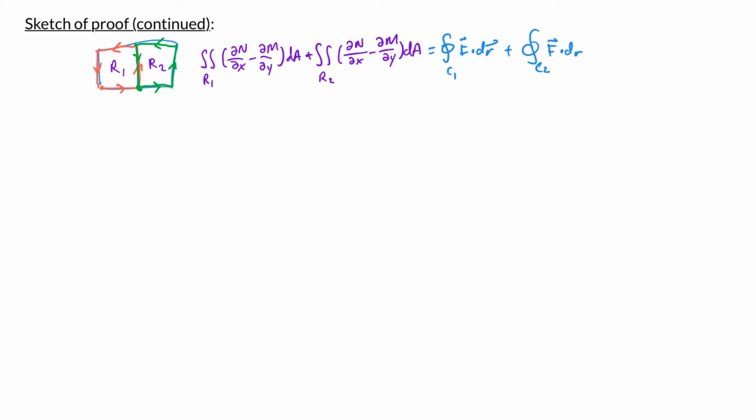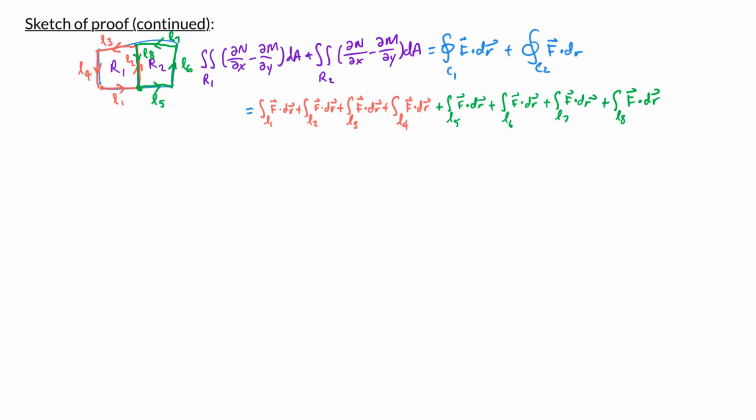Let's label some of the line segments in our curve. Let's label this first one L1, then here L2, L3, L4. Then on my second curve, let's label this L5, L6, L7, and then L8. So we notice that the line segments L2 and L8 are the same line segment, only they're just going in opposite directions. When I add up the line integrals over the curve C1 and over the curve C2, I get the following: the sum of the line integrals over each segment.